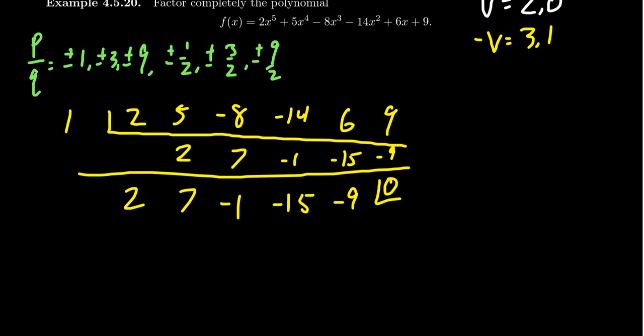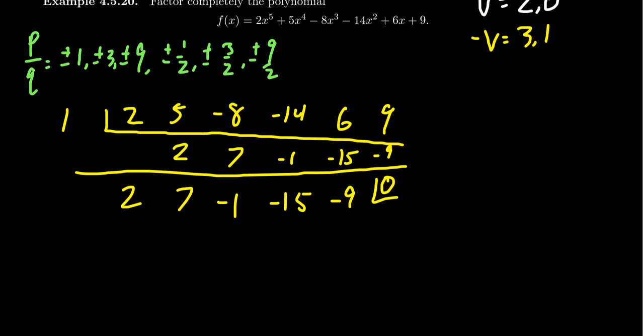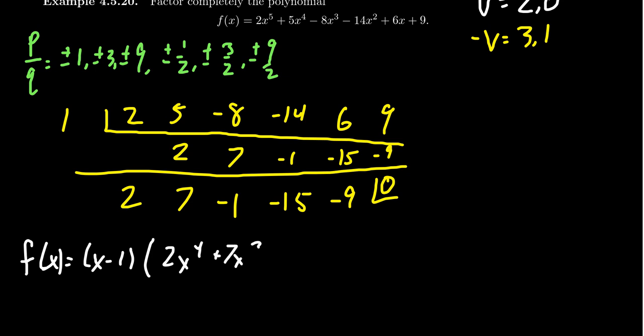That's wonderful. So that gives us a factorization. f of x is going to factor as x minus 1 times 2x to the 4th plus 7x cubed minus x squared minus 15x minus 9. And so when you look at things here, what changed, right? Our constant term switched from positive 9 to negative 9.